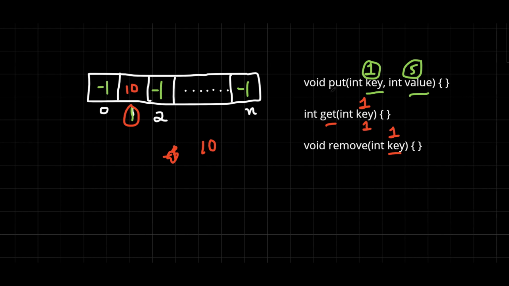So in short, in the put method, we will simply update the value to the corresponding key. In the get method, we will simply return the value present at the corresponding key. And in the remove method, we will simply reset or make the value -1 for the corresponding key. And this is how we're going to make the HashMap without using any built-in library function. I hope you understood the algorithm. Now let's move on to the code.